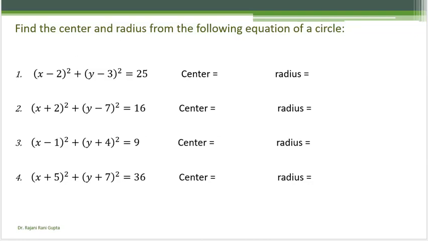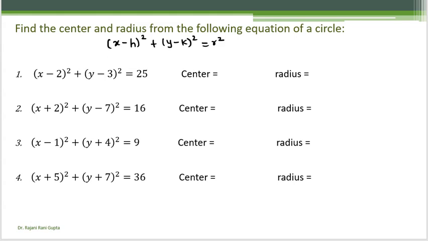In our previous video, we discussed how to find the equation of a circle for a given center and a given radius. In this, we will see how we can find the center and the radius from a given equation of a circle. So for that, first we should recall the standard equation of a circle. It is (x - h)^2 + (y - k)^2 = r^2.